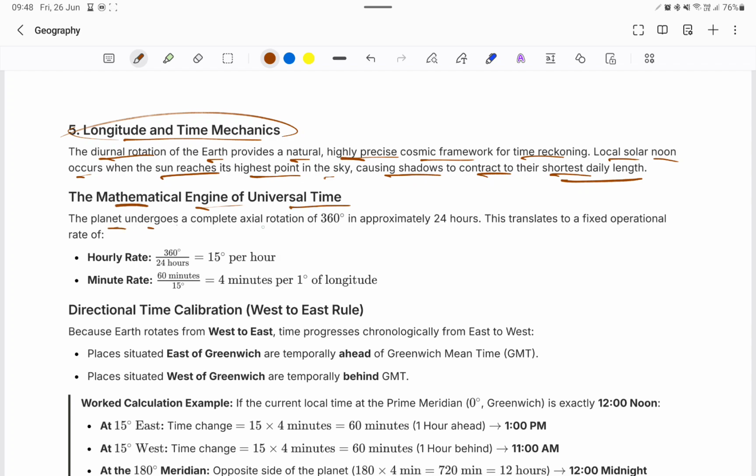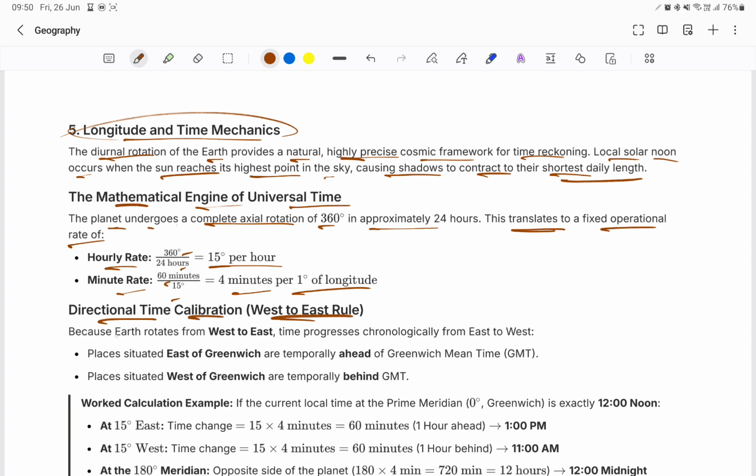The mathematical engine of universal time: the planet undergoes a complete axial rotation of 360 degree in approximately 24 hours. This translates to a fixed operational rate: hourly rate 360 degree divided by 24, that's 15 degree per hour, and minute rate 60 minutes is equal to 15 degree, that's like 4 minutes per 1 degree of longitude. Next we have to understand directional time calibration.